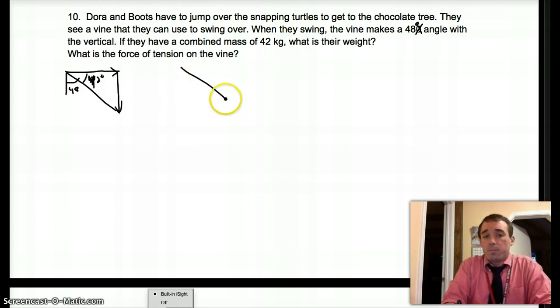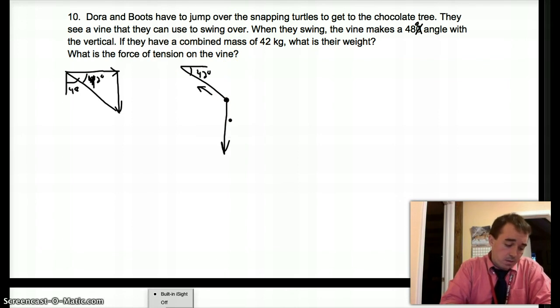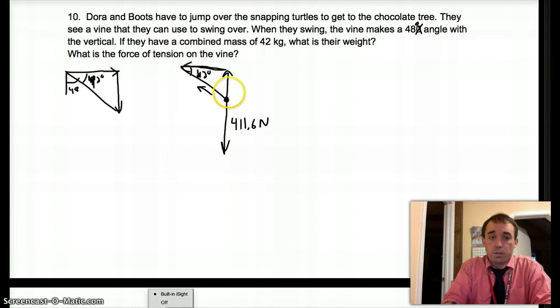So, they're on the vine, it's 42 degrees, and that vine has a tension. It's the tension force trying to pull them up, and it has to hold their weight. So their weight, which is acting down, 42 times 9.8, is 411.6. So their weight is 411.6 newtons. So the vertical piece of this, because this tension is really going up and then over, has to be also 411.6 because they're being held up by the vine. So we've got to find what the tension is.